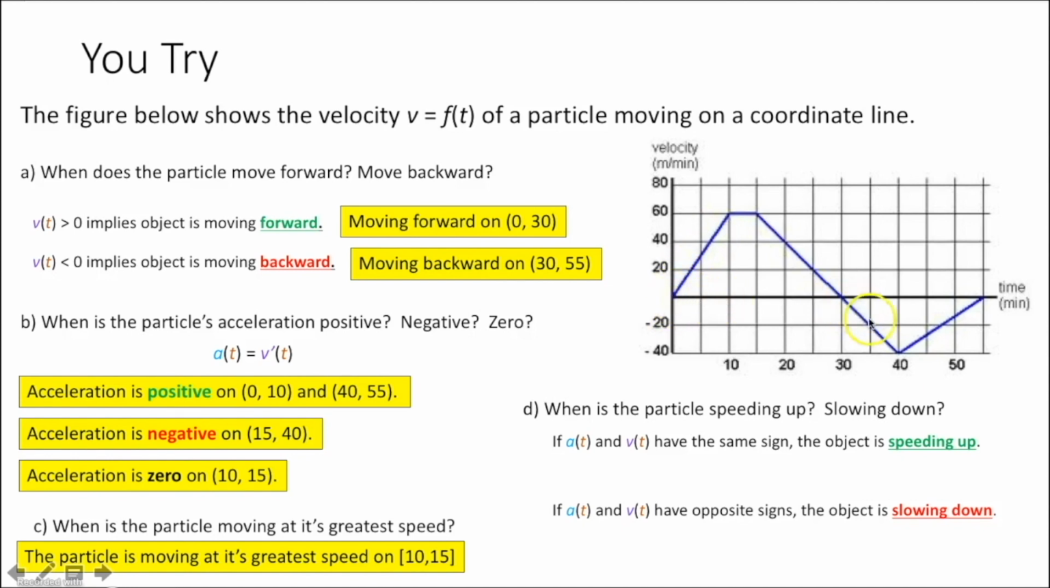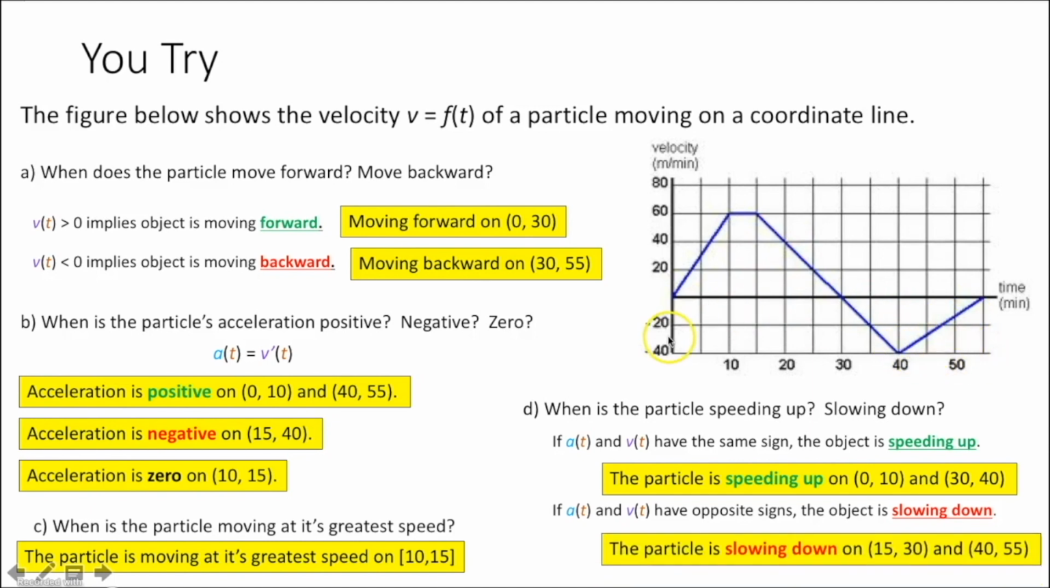Then from 30 to 40, you have a negative velocity, but you also have a negative slope of your tangent line. Therefore, it's speeding up in the opposite direction. So speeding up here, speeding up here. Next, they have opposite signs when you have a negative slope here, but you have positive y values. Therefore, it's slowing down from 15 to 30, and then again, it's slowing down from 40 to 55 because you have a positive slope, but you have negative y values.